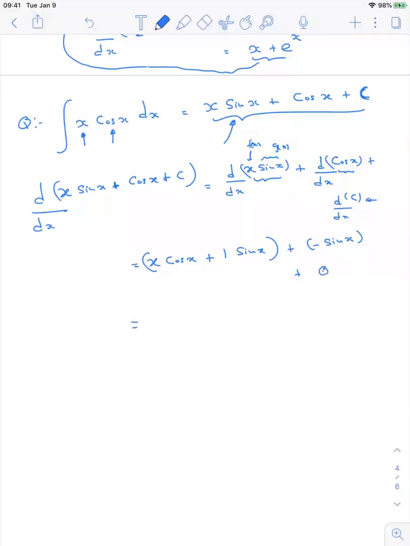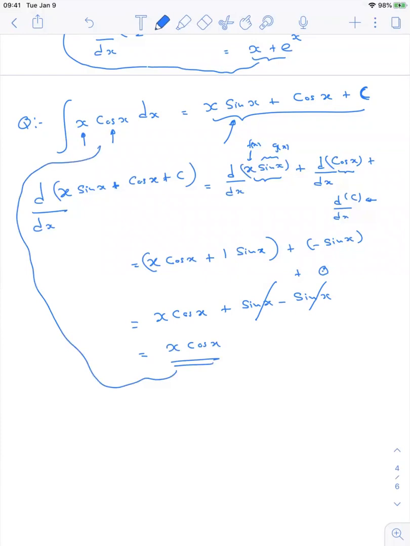Now you can see that the answer is x times cosine x plus sine x minus sine x, right? Now these two will cancel out because they are the same. The answer is x cosine x, right? Now you can see it is the same as the function that you have to integrate. Right? In this way, you can verify the results. But to verify the results, you need to integrate this and find the answer. So that is sometimes not the easiest one to do.